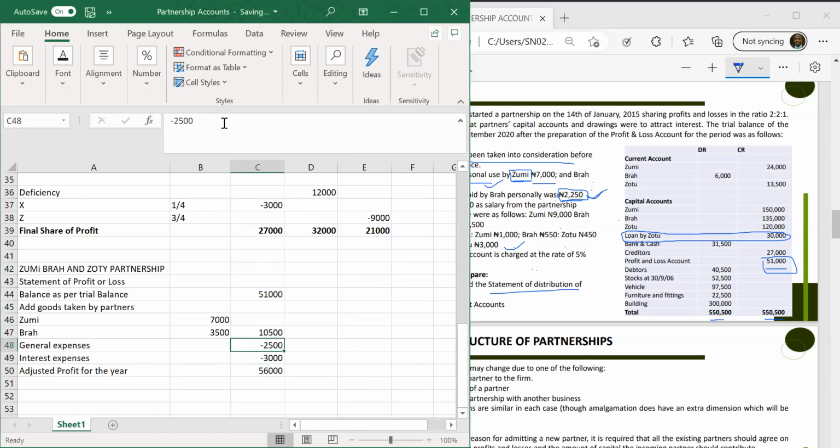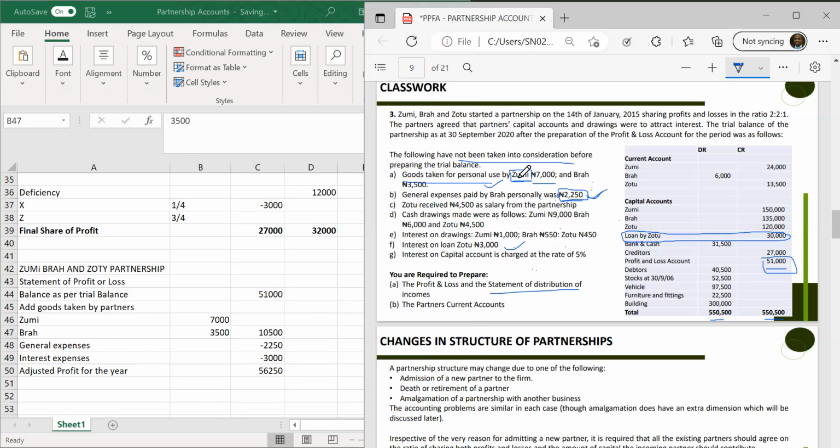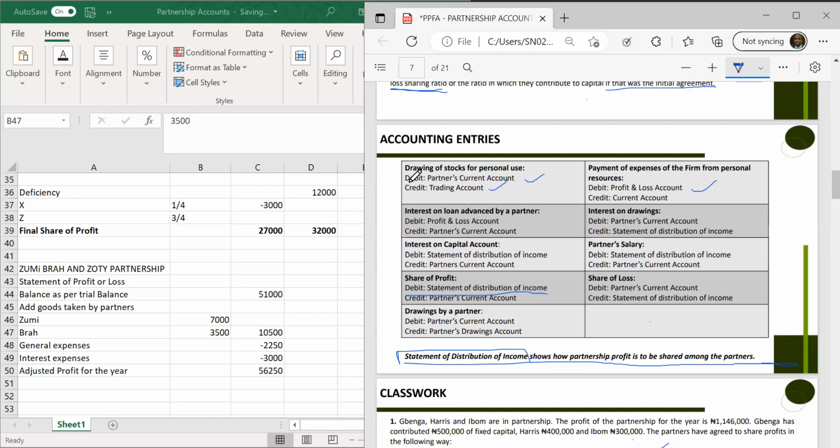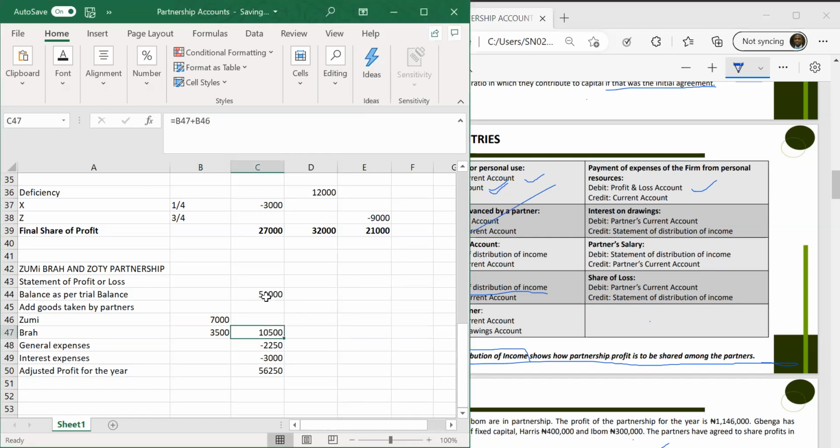This 2,250 had been taken off, right? I wrote 2005. Sorry, let's adjust it. 2,250. Then goods taken by the partners for their personal use will go into the income statement, and I showed you the posting here. Drawing of stocks for personal use: you debit the partner's current account, and it's going into the trading account. The trading account is the sales account, so it will increase the amount that you're supposed to receive, and instead of 51,000, you'll have increased it to 10,500.